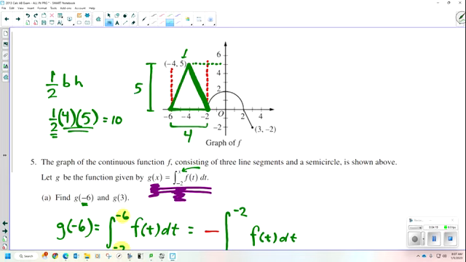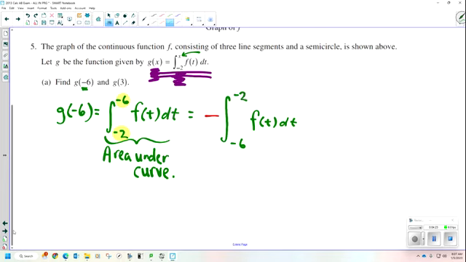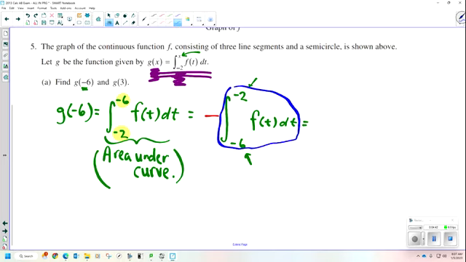Now, let's be careful here, because the only thing that they're really testing you on in a calculus manner as well, you need to know area under the curve is the same thing as the integral. But you also need to know your rules for integrals and their bounds. By flipping our bounds, I have to negate my answer. So my answer isn't 10. This part is 10. But don't forget, I have to negate that. So my answer is actually -10. All right? And that's g of -6.